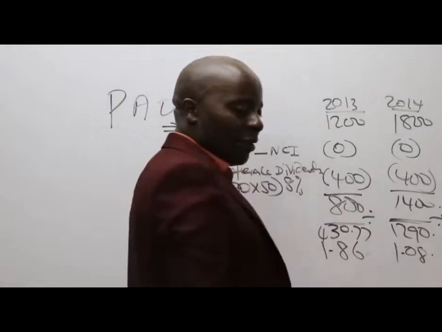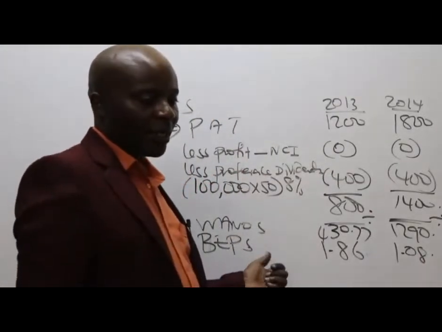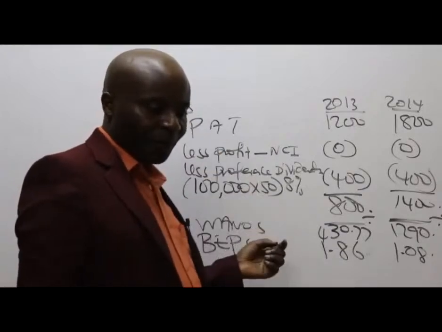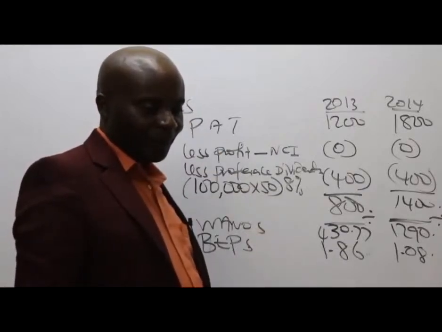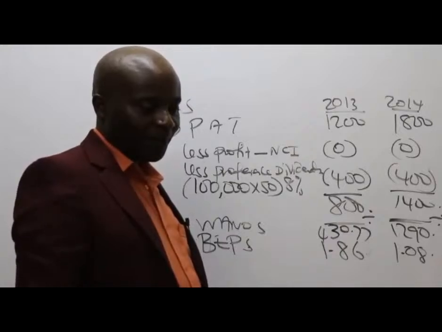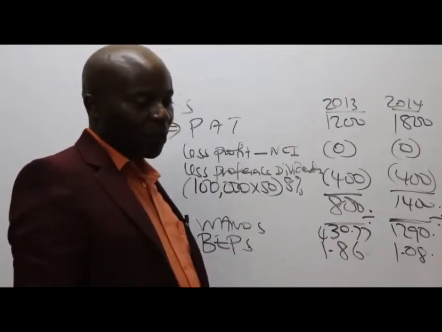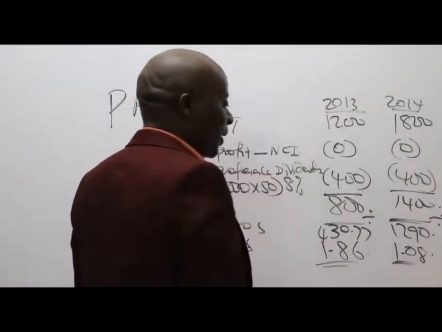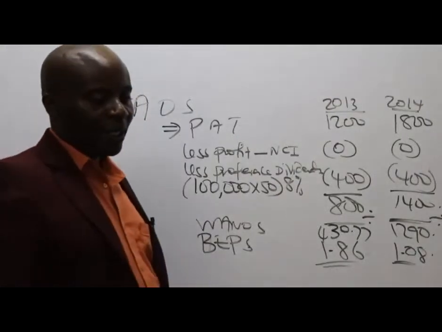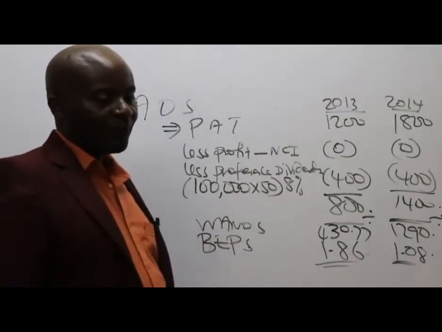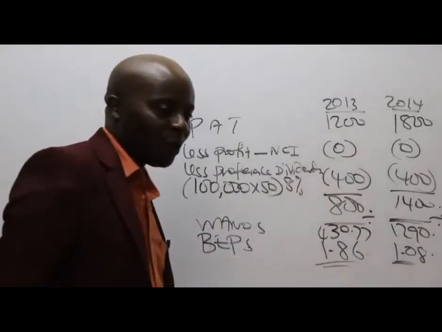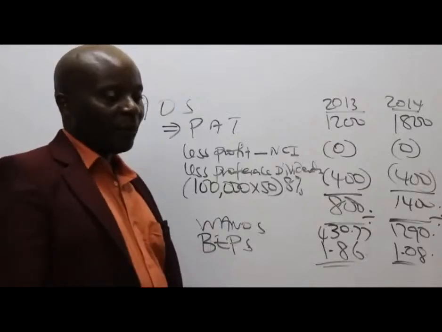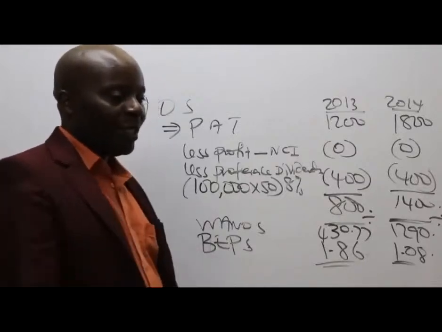Is there any need for us to do any restatements here? Do we need to restate the comparative EPS? No. So this automatically marks the end of our basic earnings per share. If, for example, we had some rights issued in 2014, then I would have restated the EPS of 2013.